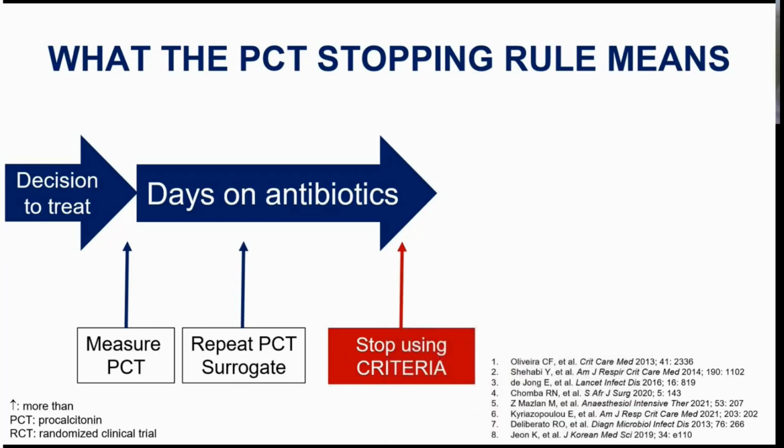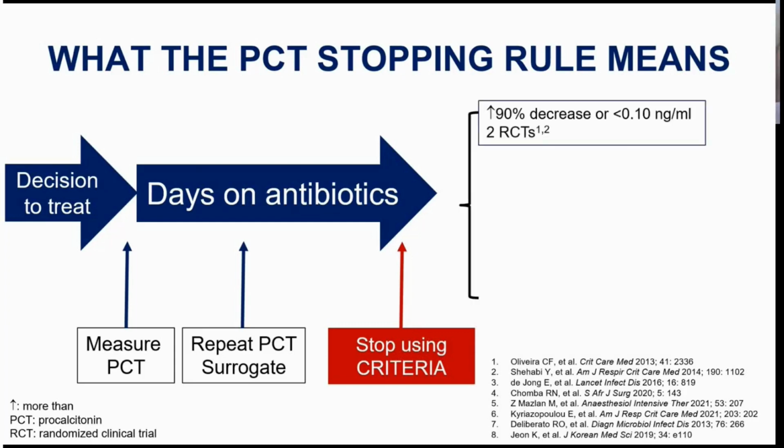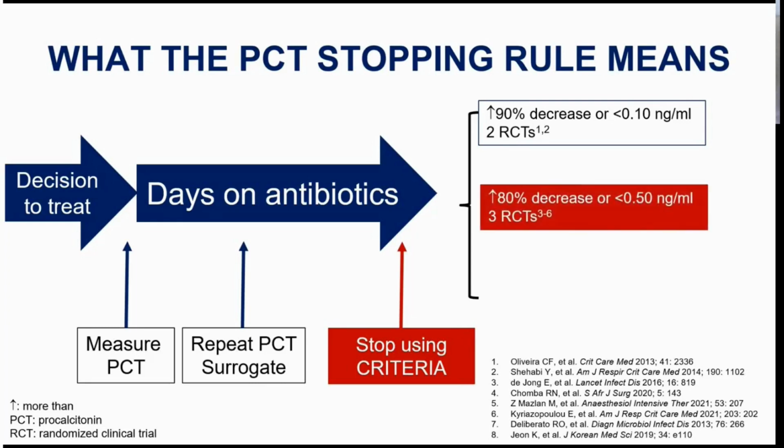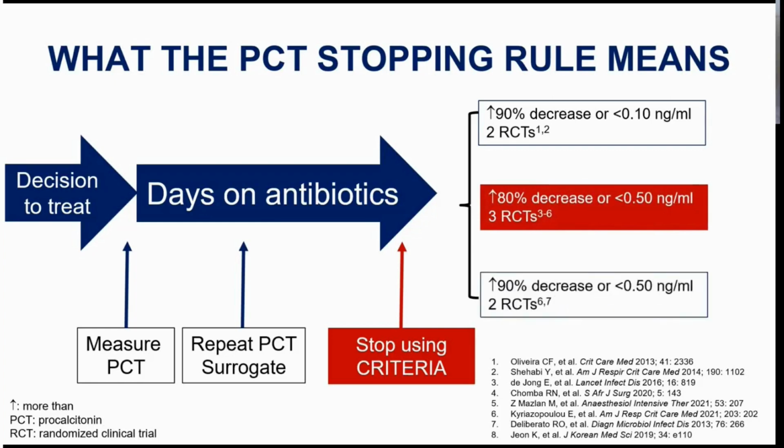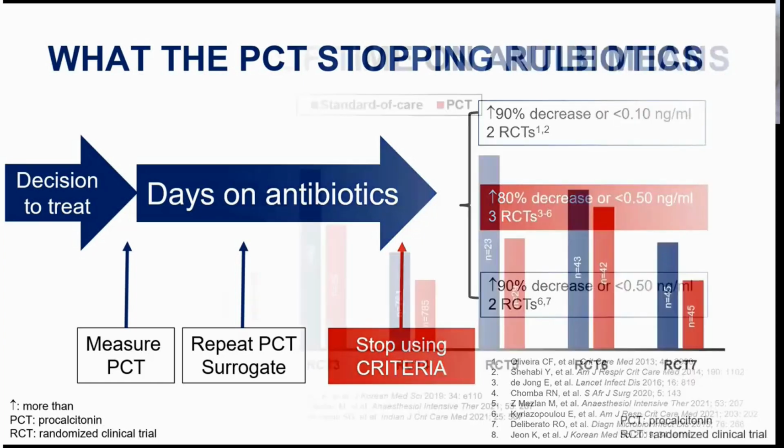So the question comes: which are these criteria, and have these criteria been validated through randomized clinical trials? We have 2 randomized clinical trials where the stopping rule was a more than 90% decrease of baseline procalcitonin, or we stop antibiotics when procalcitonin is found below 0.1. There were 3 randomized clinical trials where the tested decrease was more than 80% or less than 0.5, and 2 where that was more than 90% and less than 0.5.